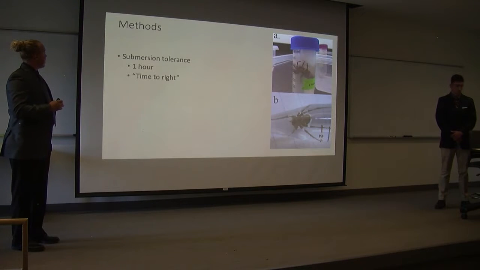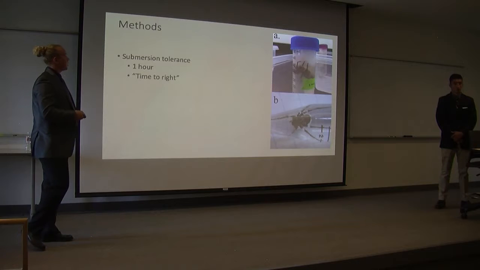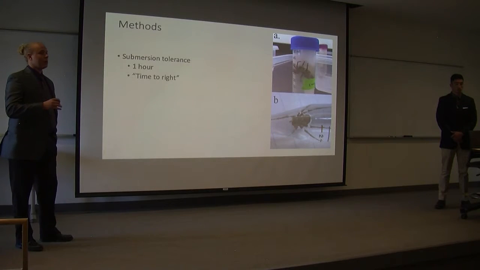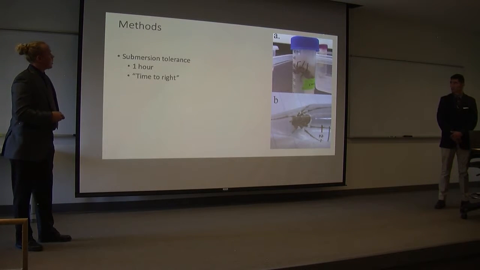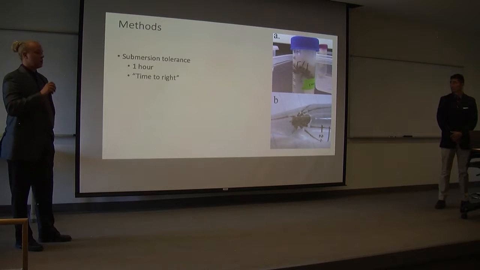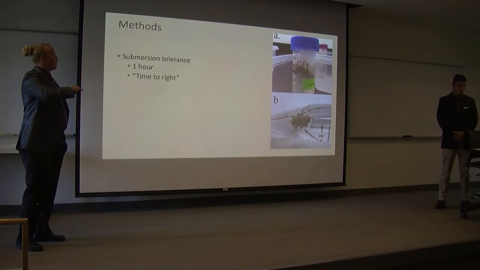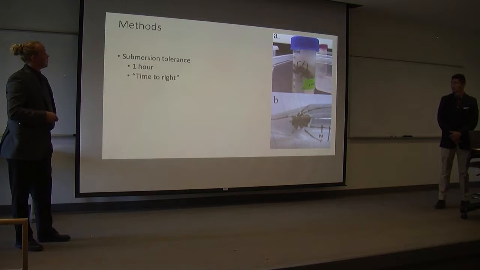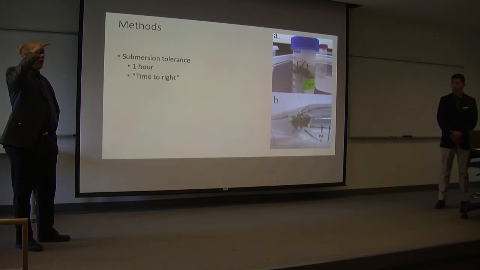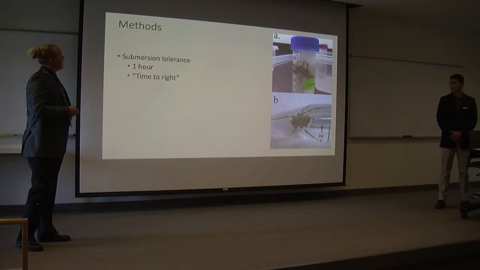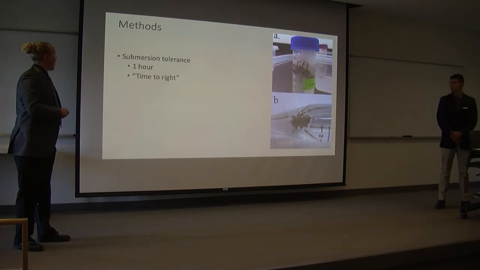So the next test that we ran was the submersion tolerance test. So what we did here is we took these centrifuge tubes and we placed the spiders in the centrifuge tubes. We then put a cotton ball, which you can see here at the top, and then filled it slowly. This allowed the spider to create the actual bubble and allowed there to be no air at the top. We then left these spiders for about 1 hour.